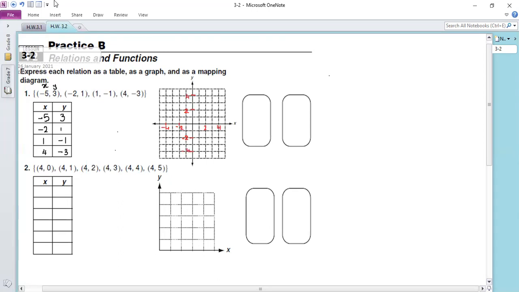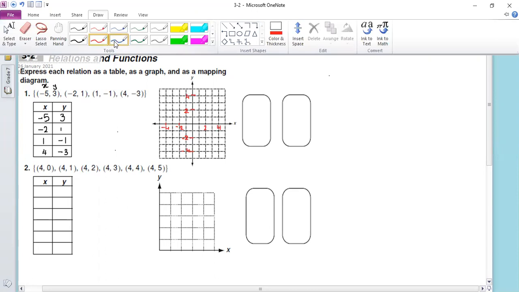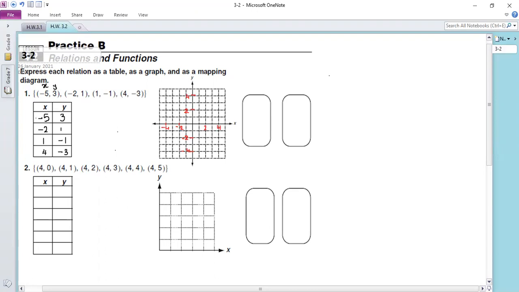Right, now to start graphing, you have to again look at the ordered pairs. So when x is -5, y is 3. So here, when x is -5, y is going to be 3. This is going to be the first point, the first ordered pair.